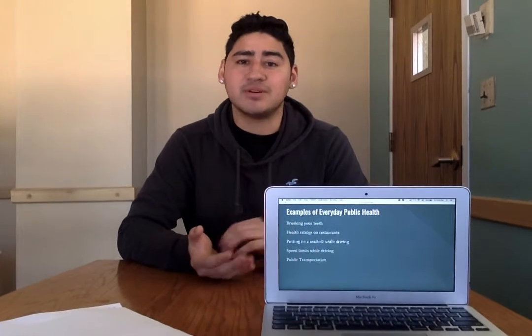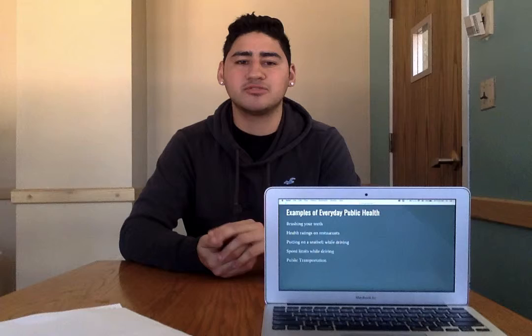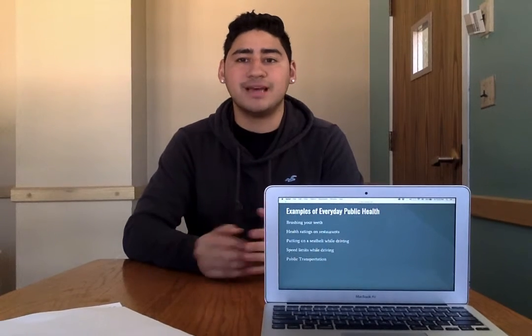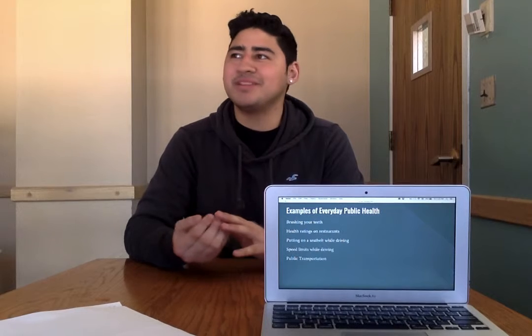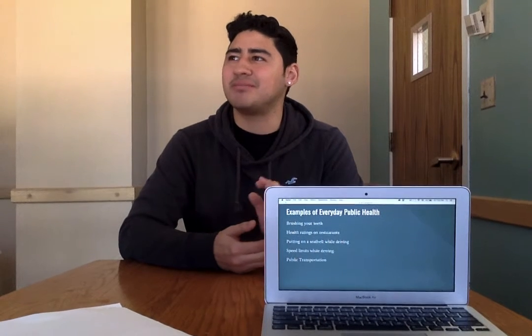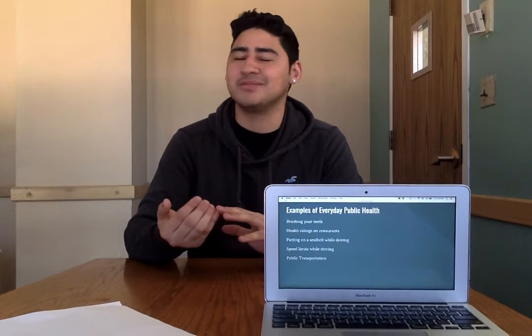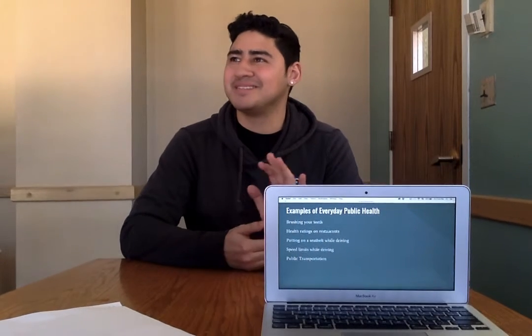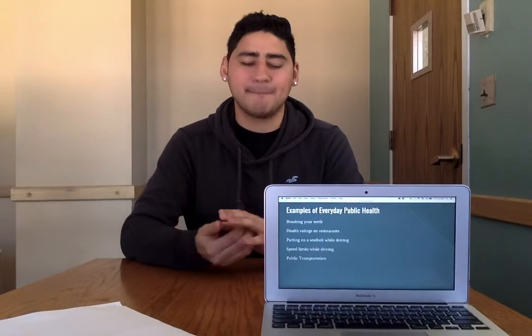Like I said before, speed limits while driving, and even public transportation, like taking the bus or the metro, are all still examples of public health. So does anyone know any examples of prevention when we talk about public health? Yeah, there are three types of prevention. Do you know what they are? Primary, secondary, and tertiary.